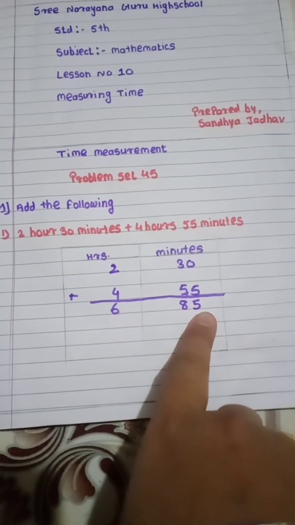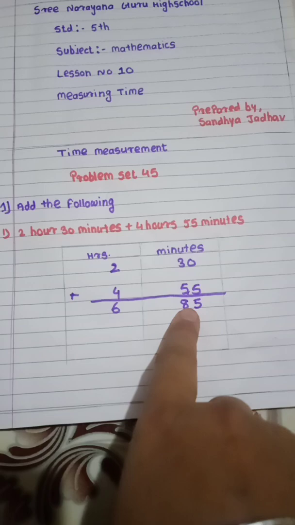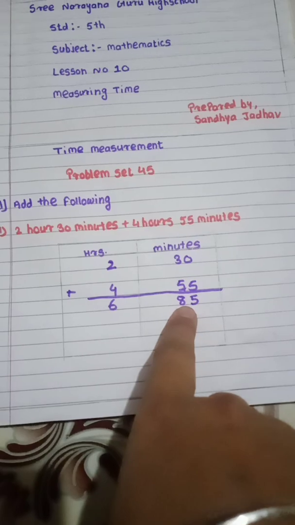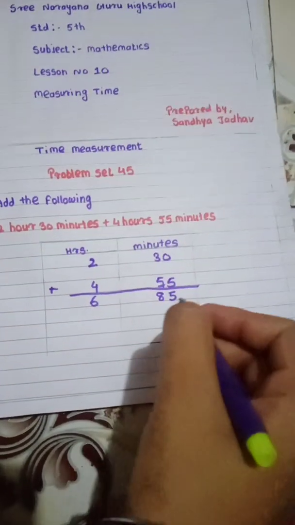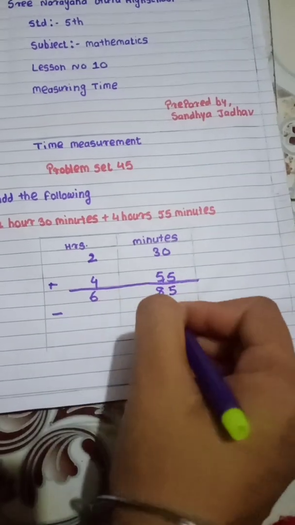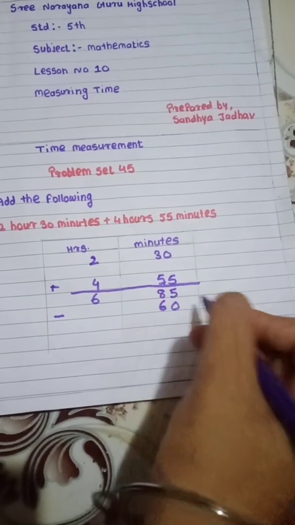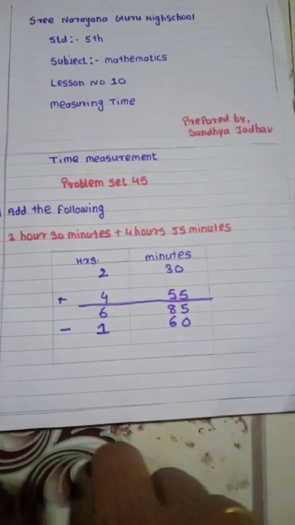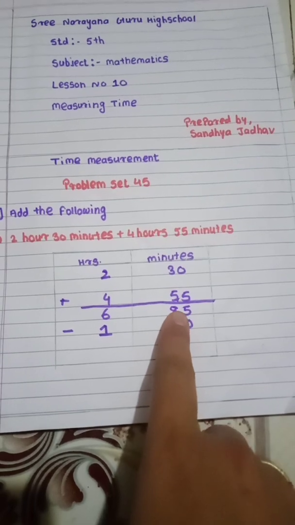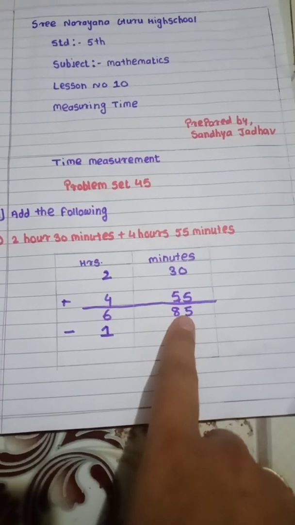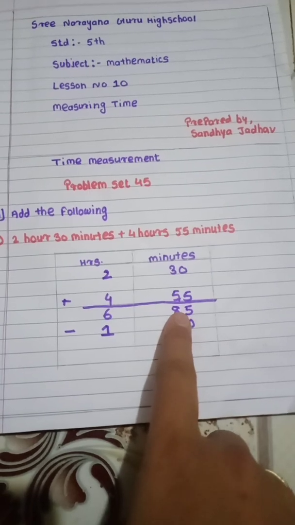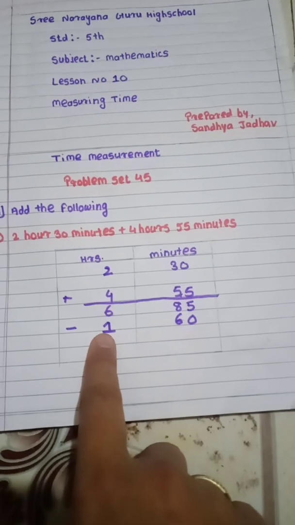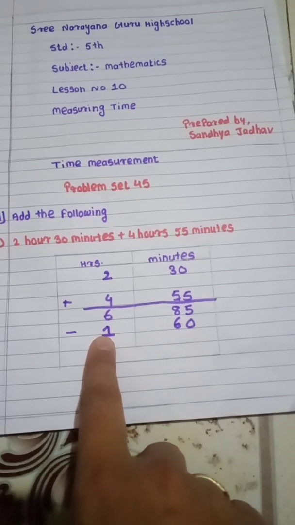So students, pay attention. Whenever we get the minutes more than 60, okay, then we have to subtract 60 from that minute. See how I am doing this. Subtract 60 and add 1 hour here. See students, here I am getting minutes more than 60. It's 85. So I am going to subtract 60 from 85. Okay, and 60 minutes means 1 hour. So I am going to add 1 in the hour column. Okay, understood?